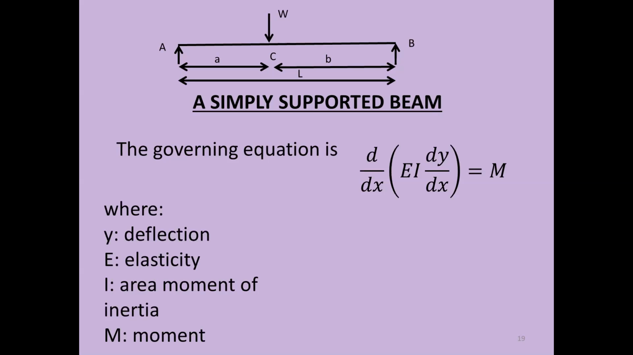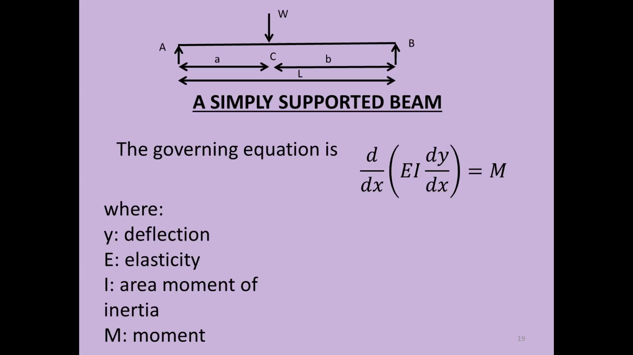In the problem, we know only the value of the load acting on the beam. So this load has to be converted. It has to be multiplied by distance from a reference point before it can be converted to moment, and then the value of moment is going to be used in this governing equation. And second thing is that the value of moment is going to vary. It is not going to be constant throughout the beam.